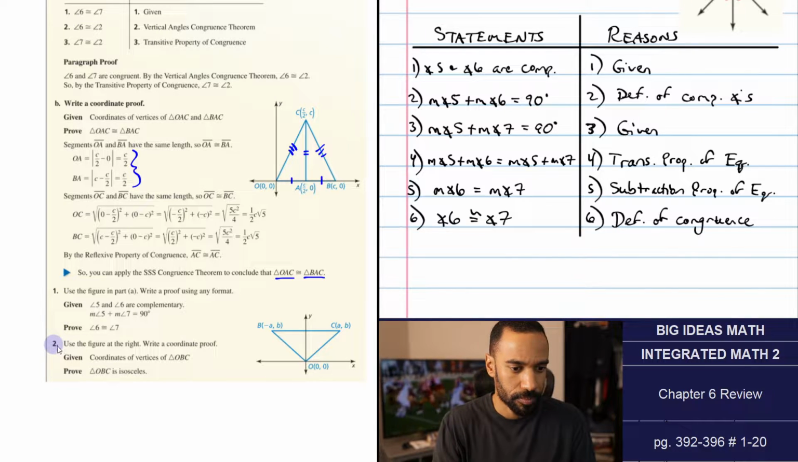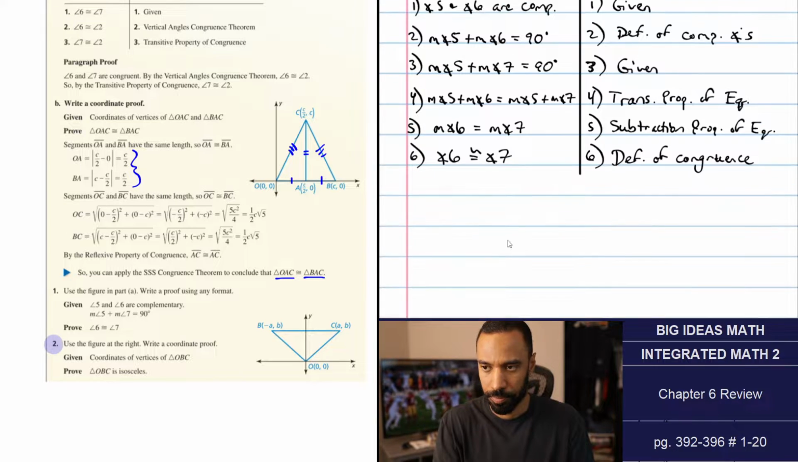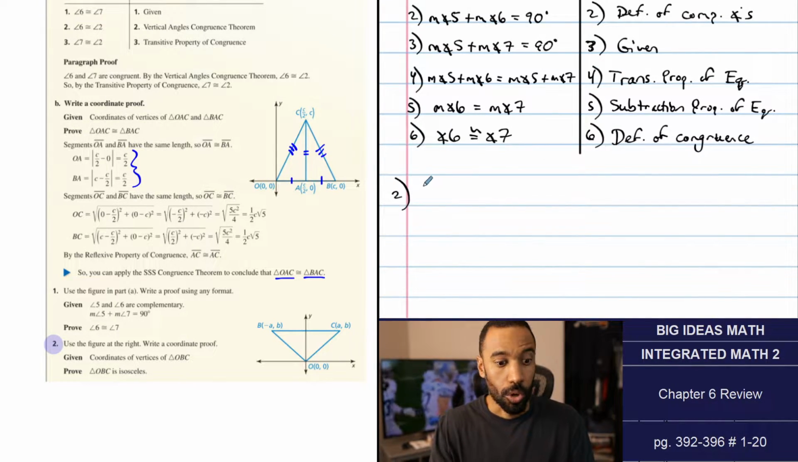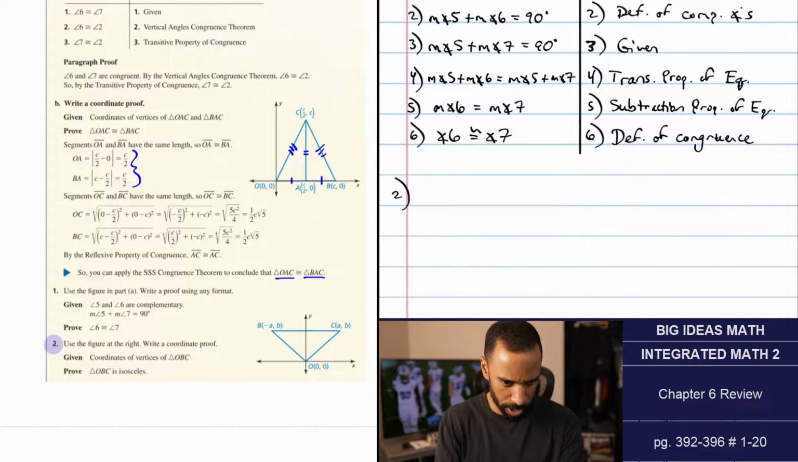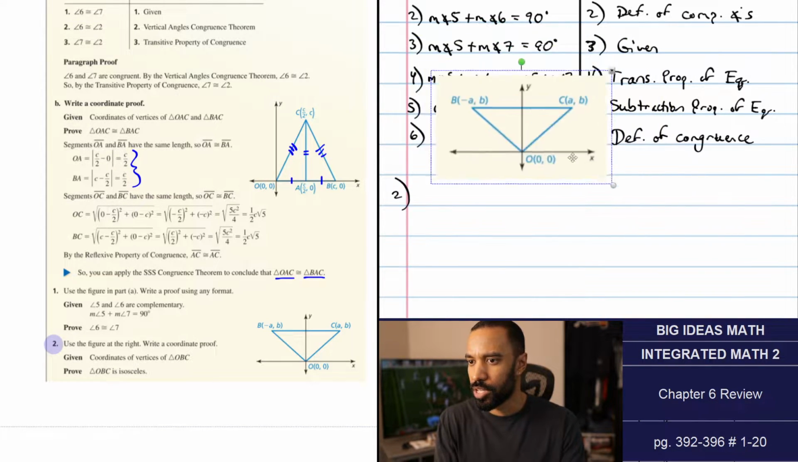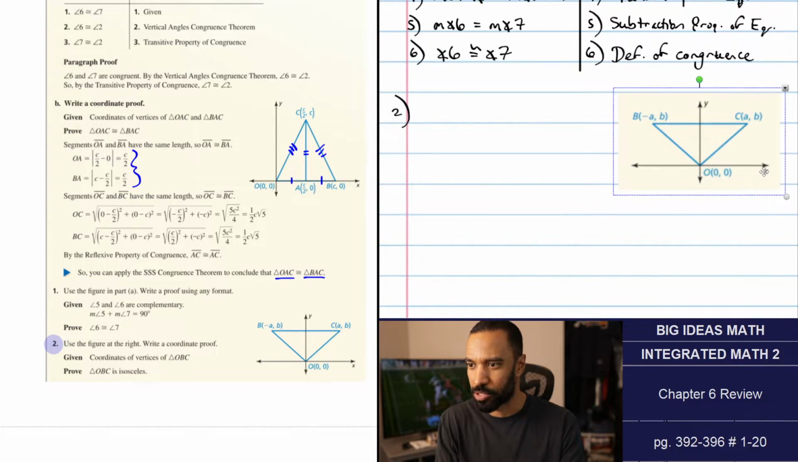Number 2, use the figure at the right, write a coordinate proof. So let's go. Coordinate proof. Okay, so this is not a 2-column thing, but let's borrow this. It always comes blurry on this end because it blows up, so I hope shrinking it just sharpens it, makes it look a little better.